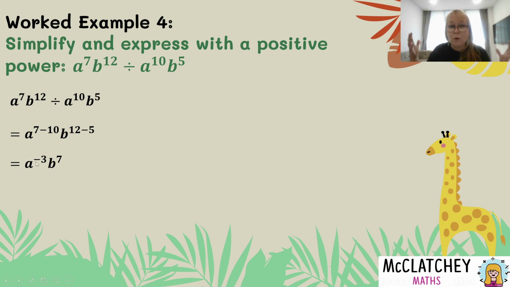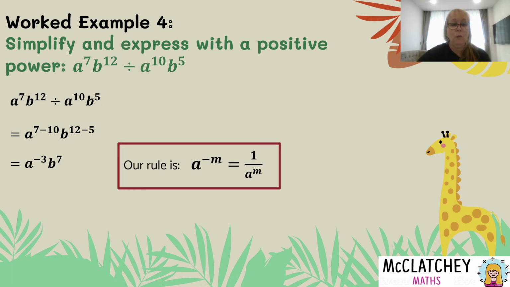So if you remember our rule from before, this will become a fraction with 1 as our numerator, A to the power of 3, because the negative will turn to a positive, will go onto the denominator. You might be wondering what happens to the B to the power of 7. Well, B to the power of 7 will go on the top. Now, here is why.